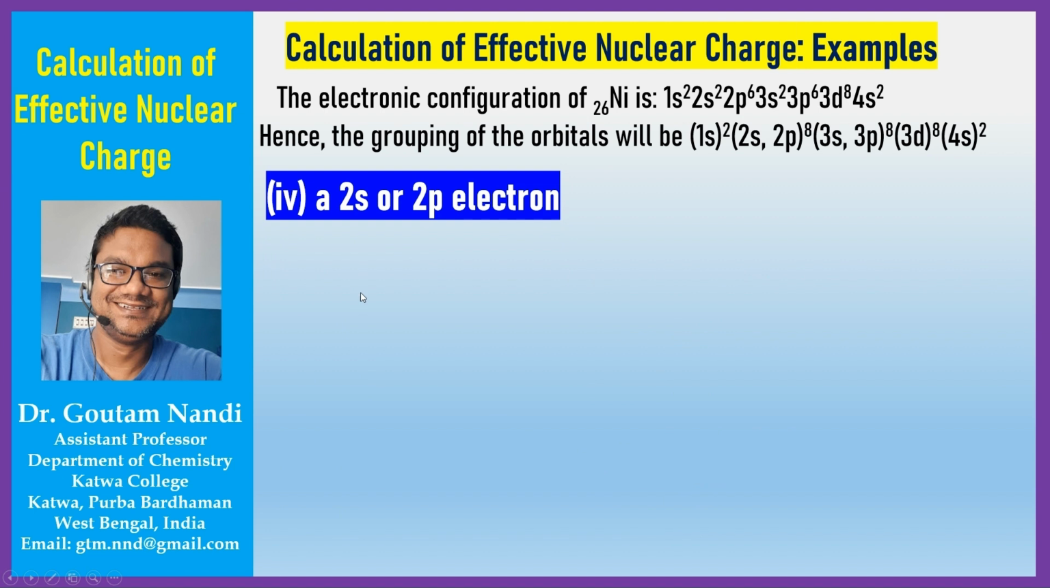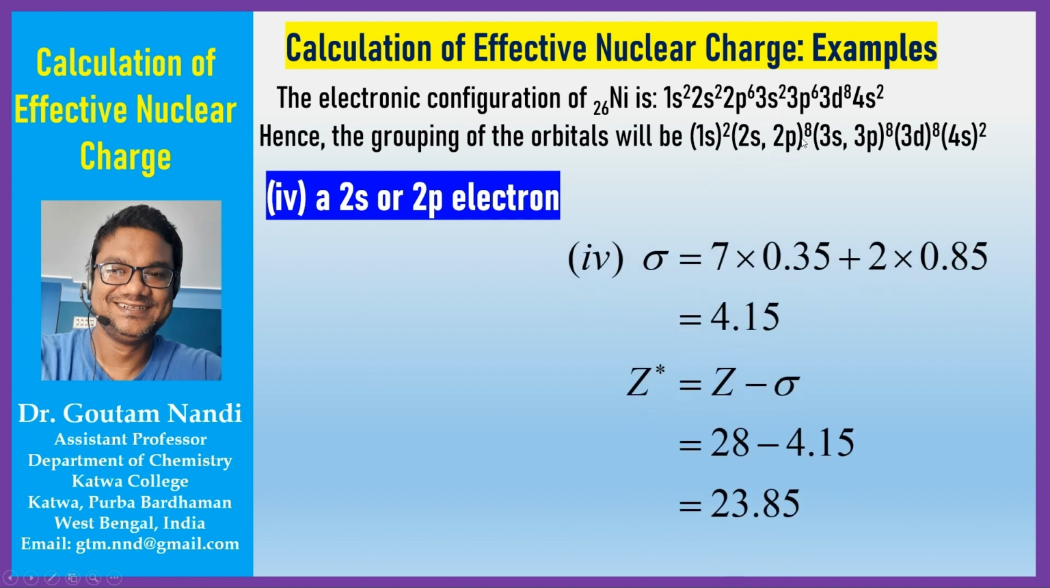The fourth one, 2s and 2p electron. So here 7 electrons will be left again, and those 7 electrons will contribute 0.35 each, and the n-1 shell, that is the 1s, has 2 electrons, so those 2 electrons will contribute 0.85 each, giving a 4.15 sigma value, and Z star will be 23.85.